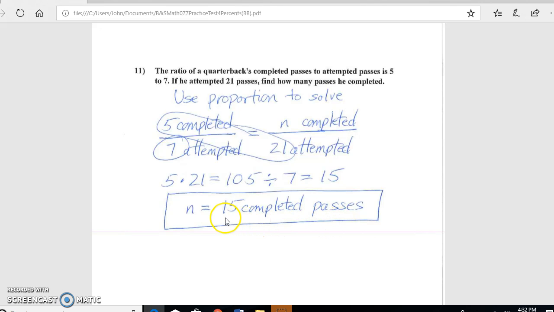And if we look at the answer, it makes sense that out of 21 attempted passes, he is going to complete 15.